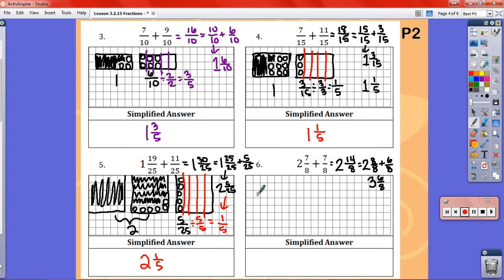If I draw that as a picture, well, let's see. There's 8. And then you have 2 wholes, so let's draw another one of those. And then I have 7/8. So 7 is all but 1 filled in, so let's go ahead and do that. Then I have 1, 2, 3, 4, 5, 6, 7 to add.